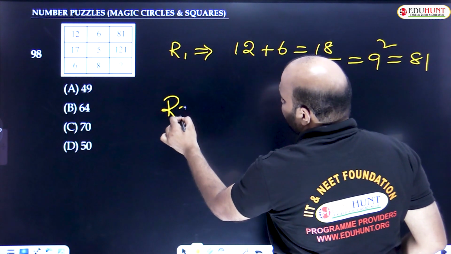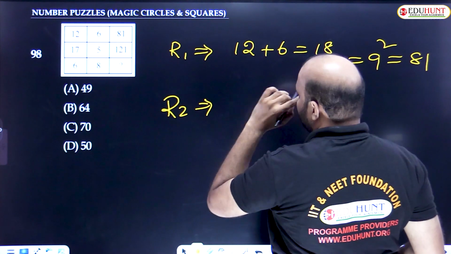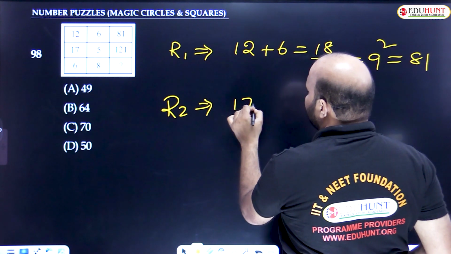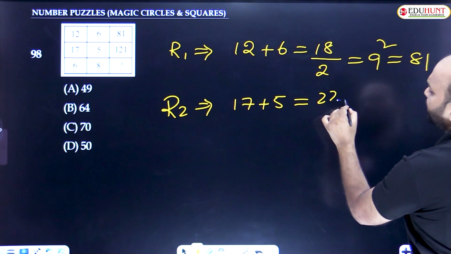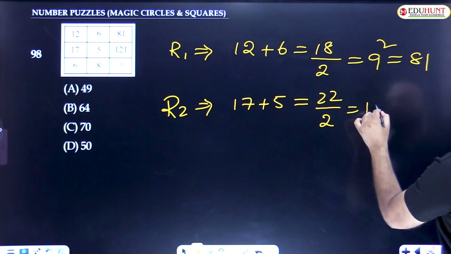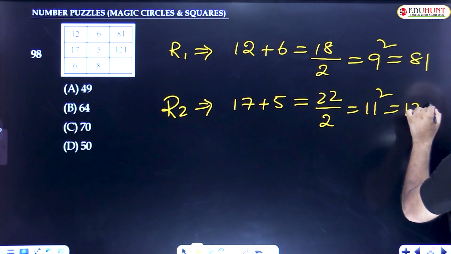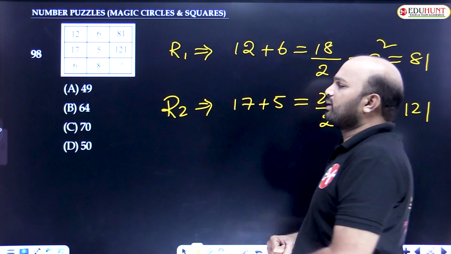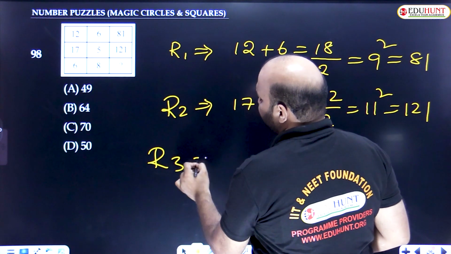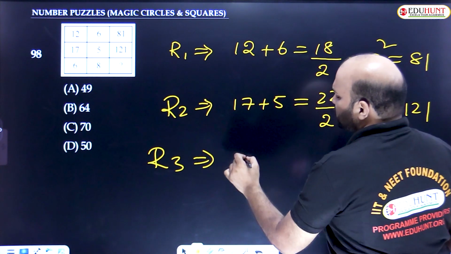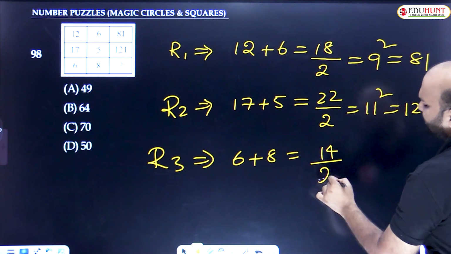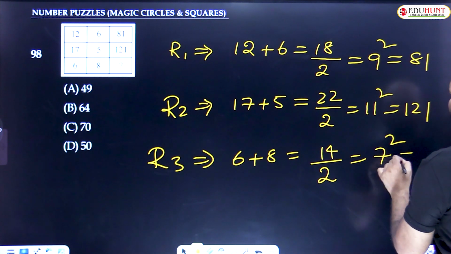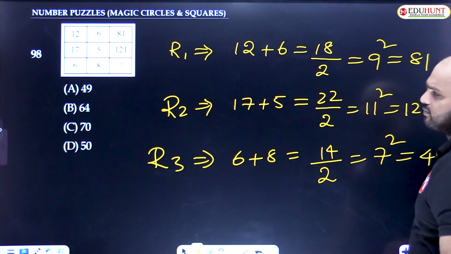So the same logic applies to row 2. So the first two numbers we will add. 17 plus 5, 22. Half of the value of 22 is 11. 11 square value 121. That is the row 2 clue. The same logic applies to row 3. Sum of the first two numbers, 6 plus 8, 14. What is half of the value? 7. Okay? 7 square value 49. That will be taken in the question mark place.